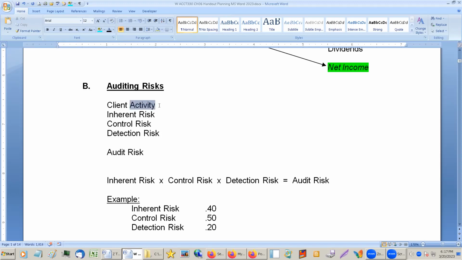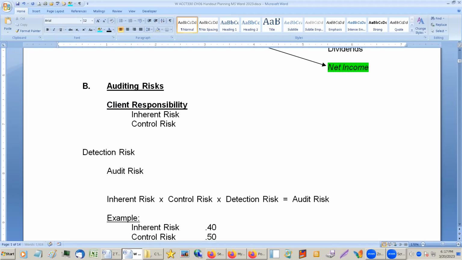I know, client responsibility. Okay, client's responsibility are for the first 2, and I'll talk about what those are in a second. Okay, client responsibility, auditor responsibility.